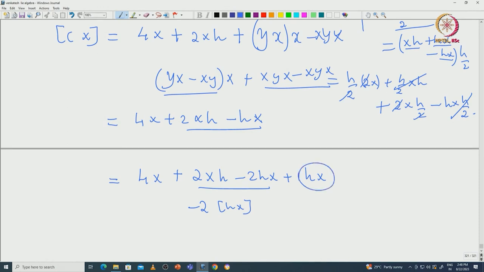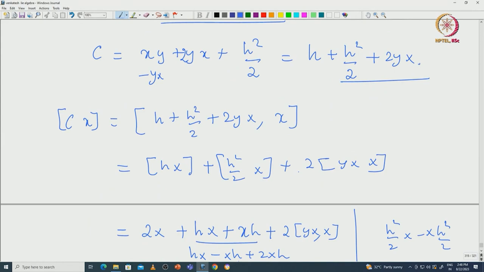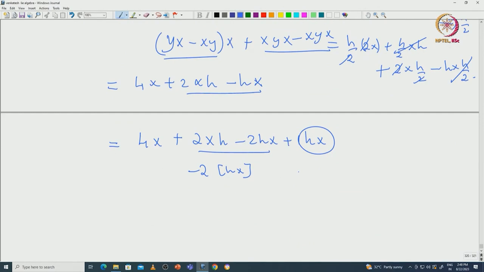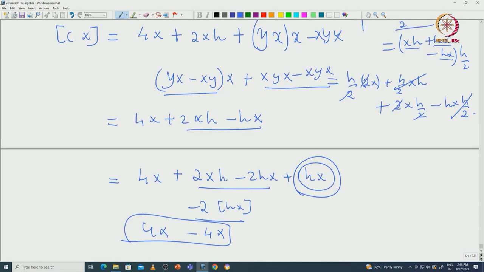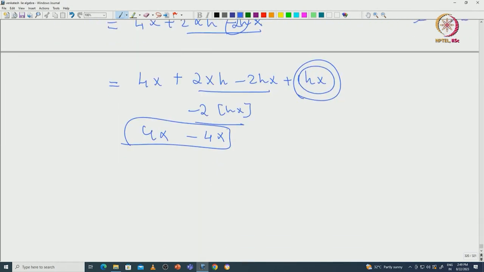Yeah, I guess I am getting one hx extra. Maybe I missed some calculation. So this is going to be minus 4x, so this is going to get cancelled, but this hx I am getting extra, I don't know why. So maybe I just missed some 2 somewhere. So if this is 2, then we are done, okay. So why that is 2, maybe it is hidden somewhere. Okay, so it is simply calculation, nothing else, you can actually verify, not a problem. So I will actually move ahead.